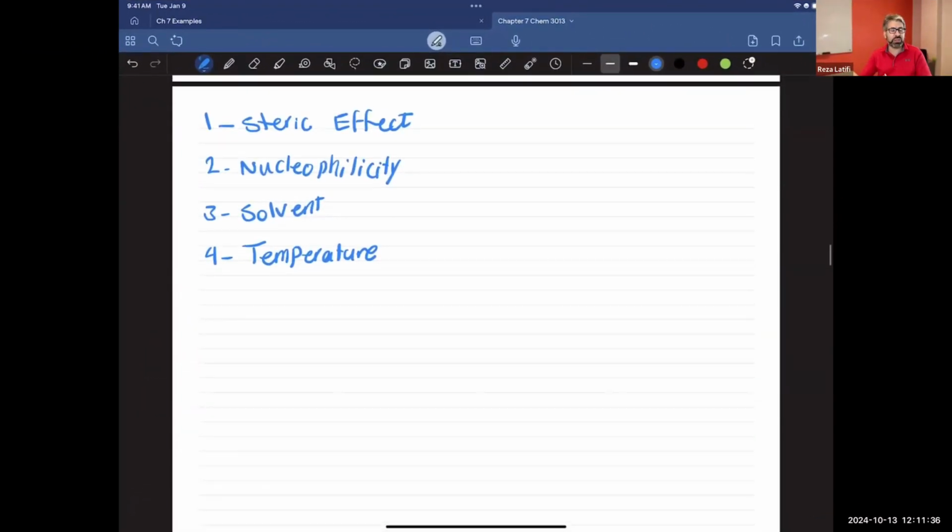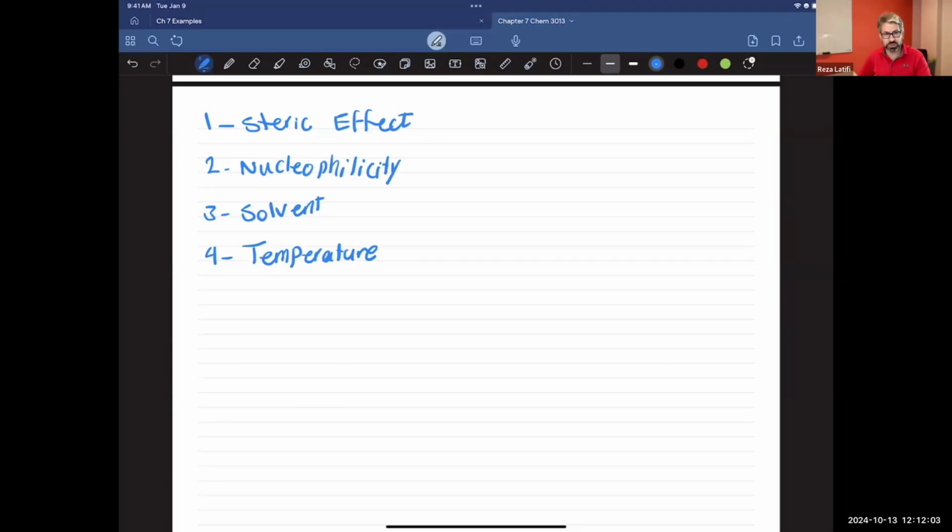There are some factors that we need to study, and they might affect the rate or fate of the reaction. One of them is the steric effect, the second is nucleophilicity, the third is solvent, and the fourth is temperature. Temperature will be very critical when you have elimination versus nucleophilic substitution. But let's start with the steric effect.